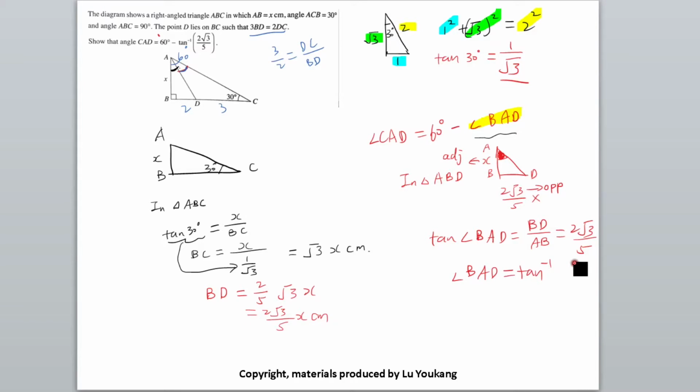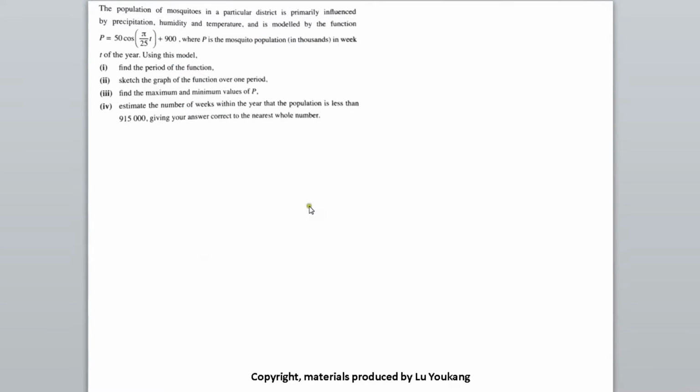Okay, so therefore you can see that angle BAD is tangent to the power of -1 to square root 3 over 5. Right? Therefore, you just sub in this angle BAD into the one labeled in yellow. You get angle CAD equals 60 degrees minus tangent to the power of -1 to square root 3 over 5. So we have shown. Right? So without further ado, let's go to the next question.